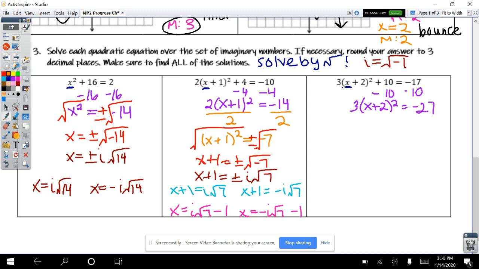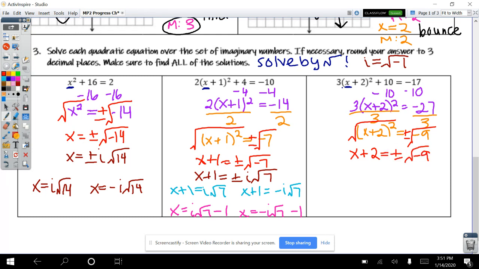All right, then we're going to divide by 3. So I get x plus 2 squared equals negative 27 divided by 3, which is negative 9. Don't forget that it's negative. All right, then we square root both sides, and we're left with x plus 2 equals plus or minus square root of negative 9.